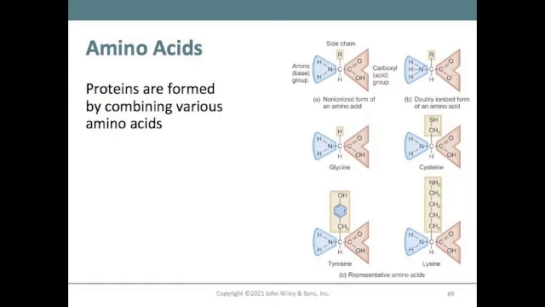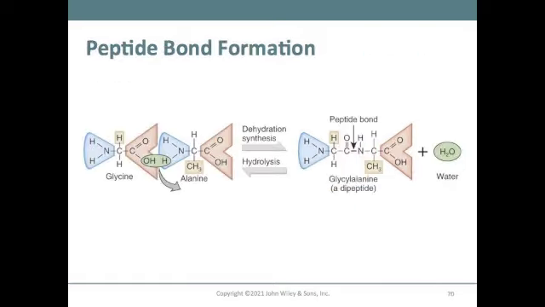So the monomers of proteins are amino acids. Each of the 20 amino acids has a hydrogen atom and 3 important functional groups that are attached to a central carbon atom. And that brings us to figure 2.21 on page 52.